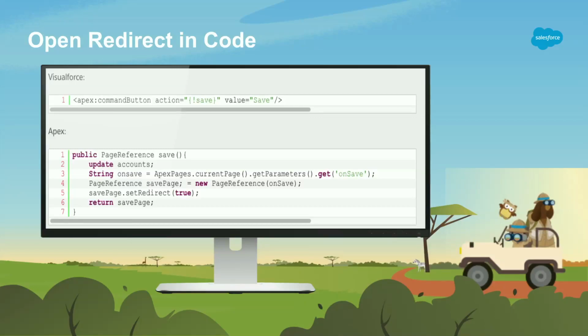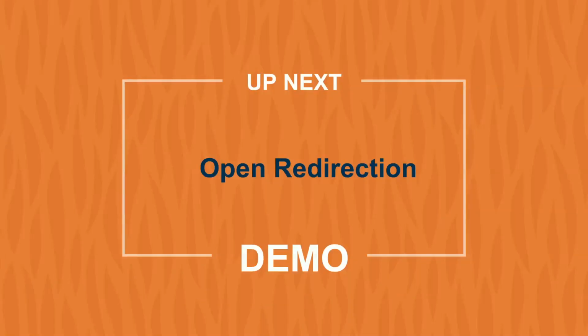So in case of Apex and Visualforce, this is a classic example. So on the onSave method, I'm just taking the onSave attribute, and then I'm redirecting the user to whatever is there in the URL. So let me show you a quick demo here.